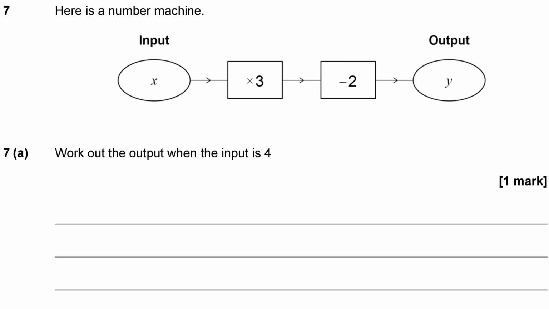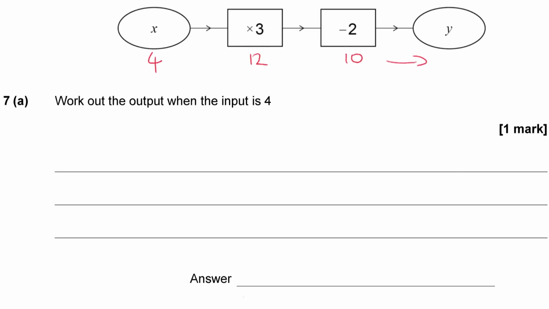So work out the output when the input is 4. If I feed 4 into this function machine, the first thing that's going to happen is it's multiplied by 3, and 4 times 3 is 12. Then it's going to pass into the next process, the subtract 2 process. 12 subtract 2 is 10, so that is what then pops out the other end and becomes y.